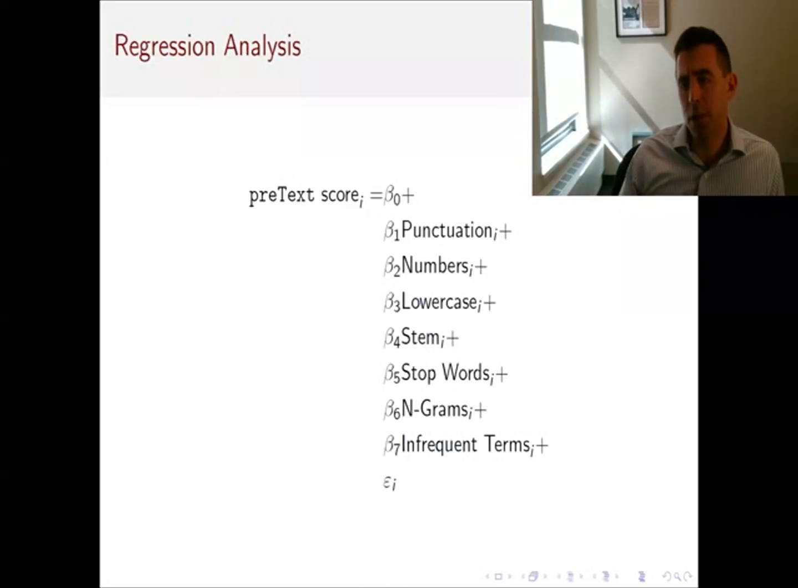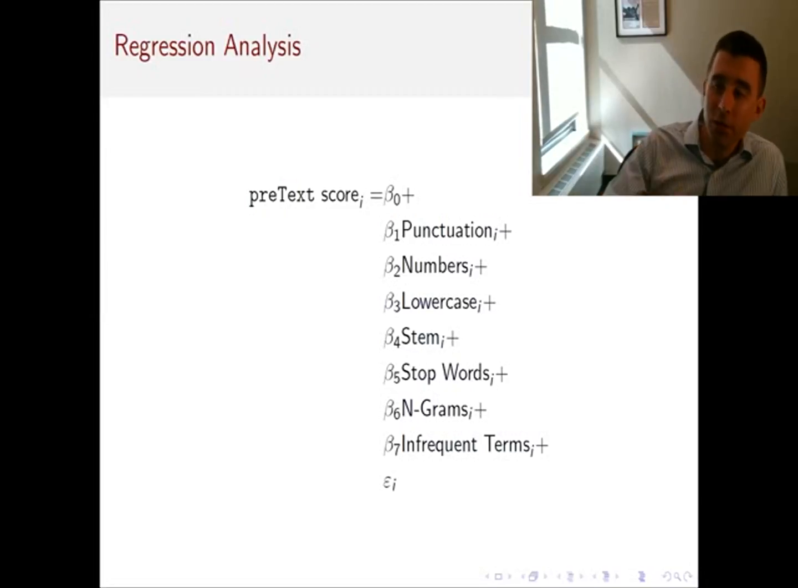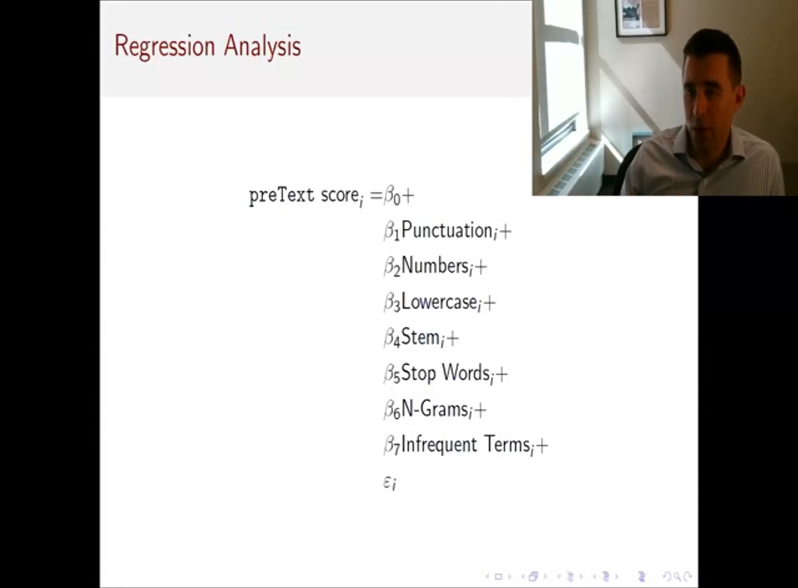To get more of a sense of how these different specifications affect a specification score, we did a simple regression. All we're doing here is calculating for a given specification what the pretext score was, and then regressing it on all the things we did or didn't do. So punctuation is binary: either you removed punctuation or you didn't. You either chose to not remove numbers or you did, and so on and so forth.